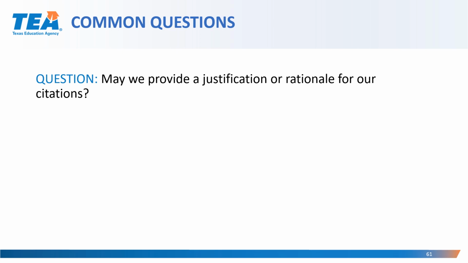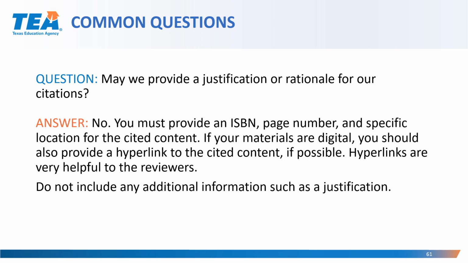May you provide a justification or rationale for your citations? No. You must provide the ISBN, page number, and specific location for the cited content. We prefer that you also add hyperlinks because they're very helpful to the reviewers, but don't include any additional information such as a justification.